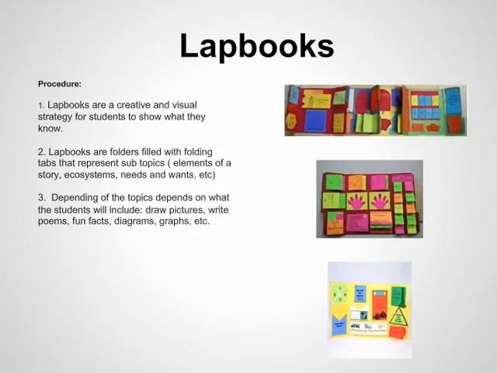Lapbooks are another visual representation that students can create in order to show what they know. They're creative and they're visual, as well as they can be applied to many different subject areas and many different grade levels. They're created by simply using different colors that represent topics or different shapes that represent topics, and they simply are types of paper that flip up or flip open or flip out in order to show what they know about a particular topic. Lapbooks can include diagrams, graphs, pictures, questions, answers, levels of thinking.